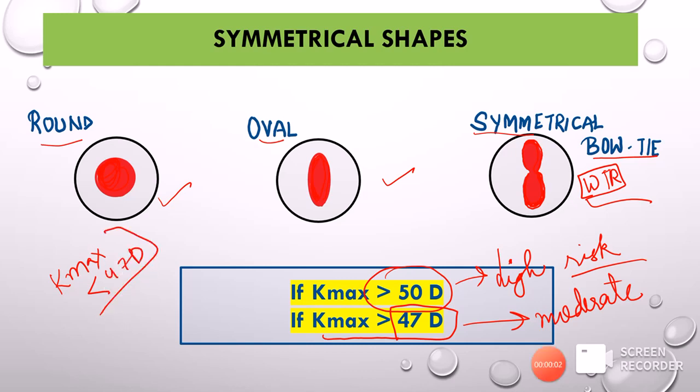Whenever the Kmax reading is above 47, these symmetrical shapes can also possess a danger of ectasia. Specifically, if it is 47, it is moderate risk, and when it goes above 50 diopters, then definitely it is abnormal and you have to consider ectasias like keratoconus.